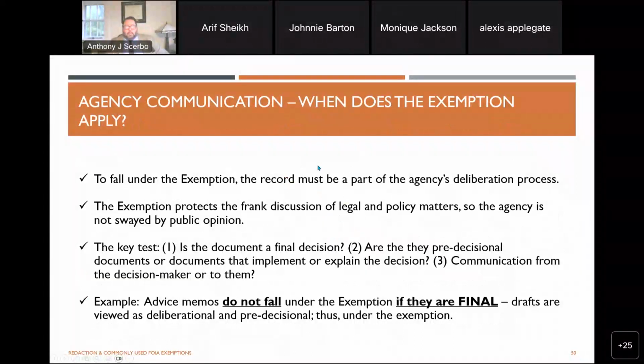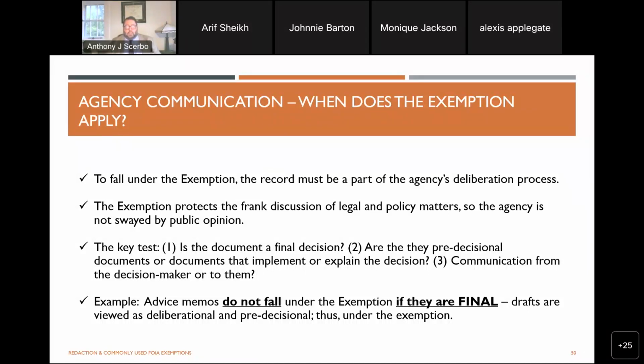We're going to talk about that. So when does the exemption apply? With this exemption, the record has to be part of the agency's deliberation process. It protects the frank discussion of legal and policy matters, so the agency isn't subject to pressure from outside public opinion. The key test here is three-part. One, is the document a final decision? Two, are they pre-decisional documents or documents that implement or explain the decision? And three, are they communications from the decision maker or to them?